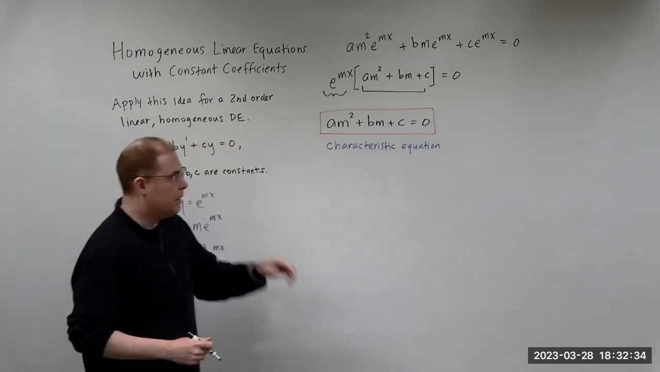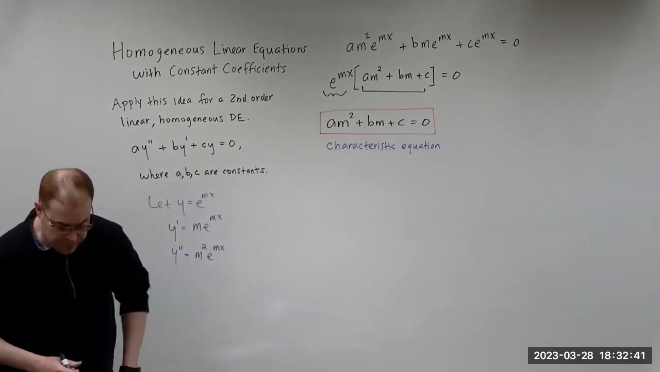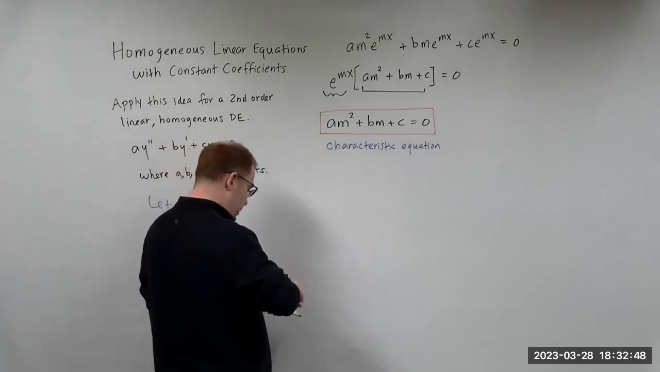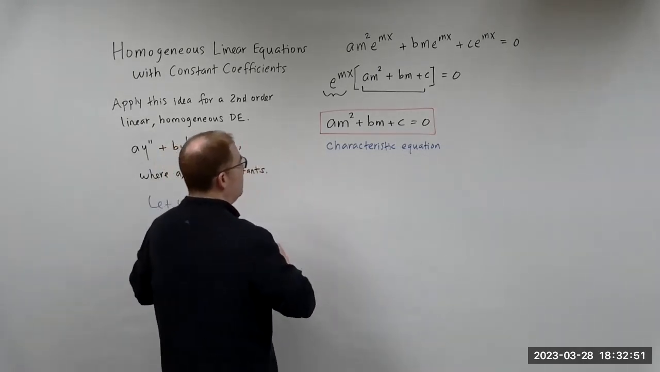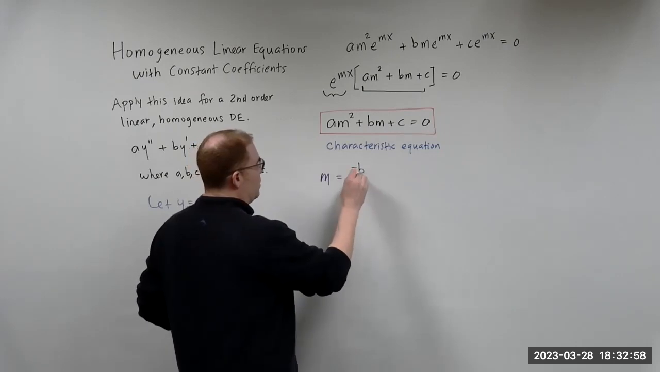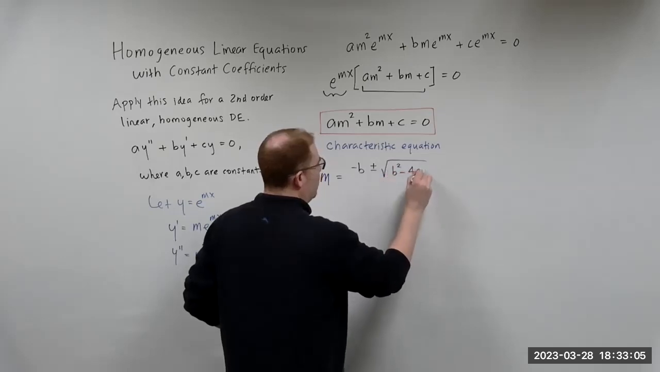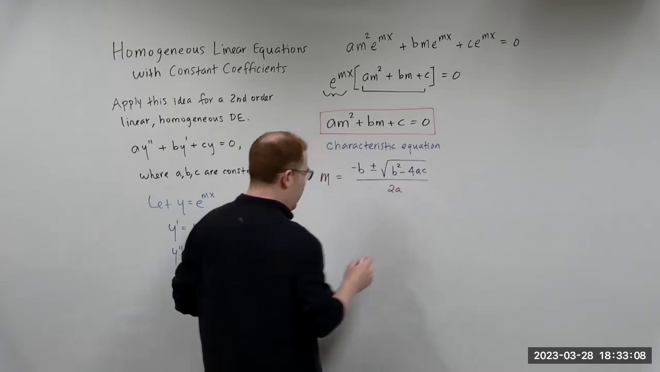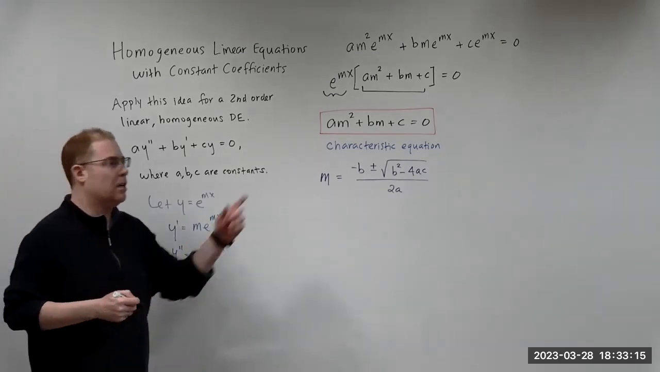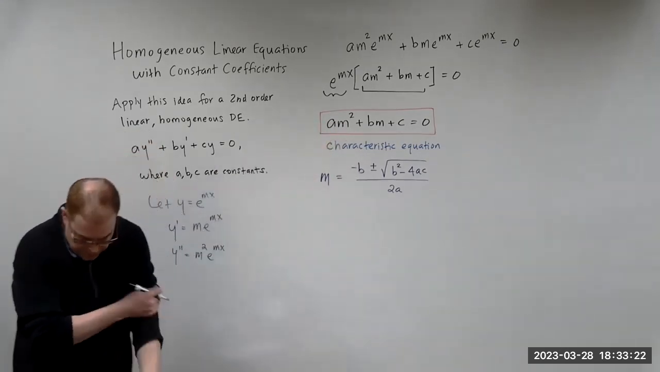If we solve for m, we can use the quadratic formula to give us this. Remember that m is going to be negative b plus or minus the square root of b squared minus 4ac, all divided by 2a. Everybody should be familiar with that. That will give us the roots for this type of problem.